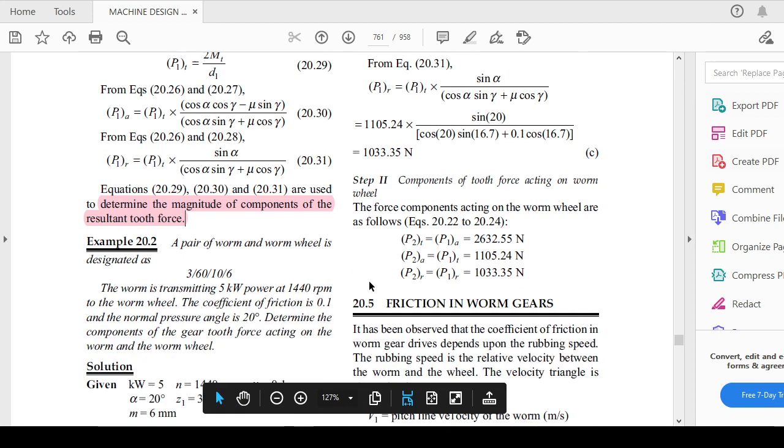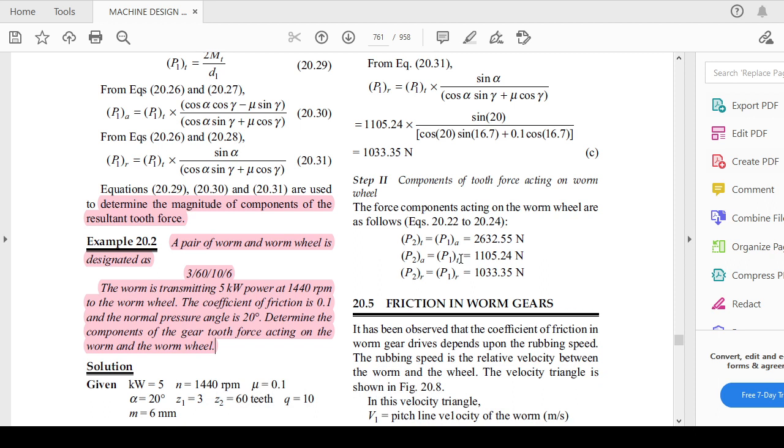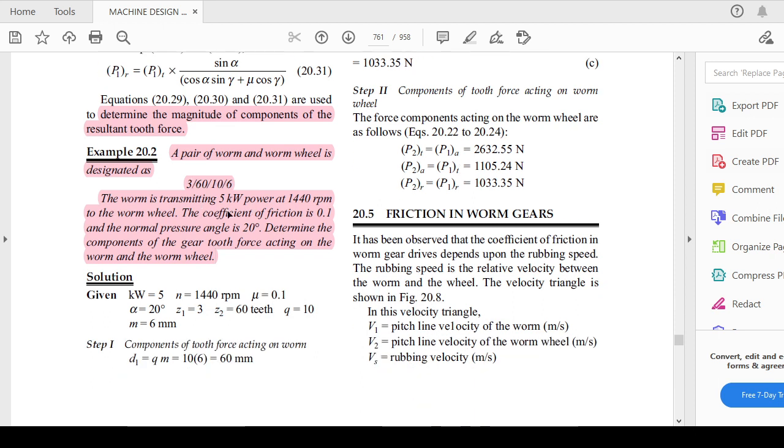With the help of that, you can also try to solve this numerical. In the upcoming session, we will try to solve this numerical, and the answers are given here. You just have to calculate the axial, tangential and radial load for the worm and worm wheel, and the specification and other required data is given in the numerical.